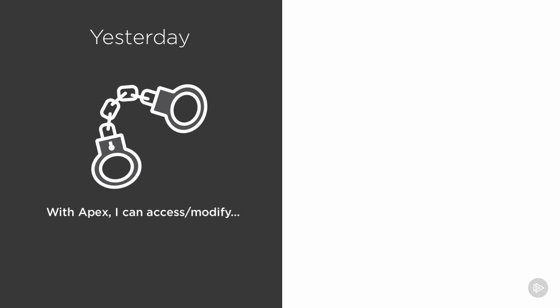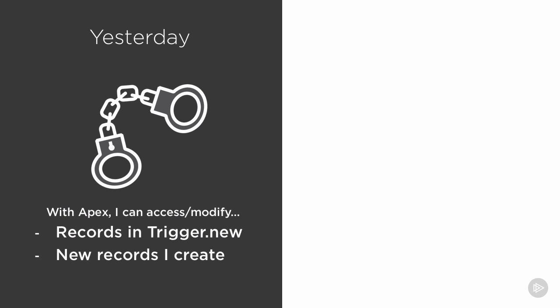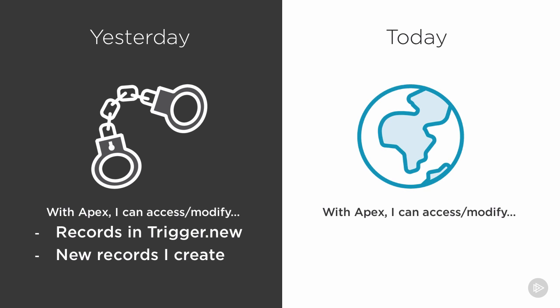Before SOQL, we're only able to access or modify records in trigger.new or new records that we create in our triggers. But now, with the combined powers of SOQL and Apex, we can literally access and modify any record we want in Salesforce. Anything at all. No limits. No weird restrictions. Anything.